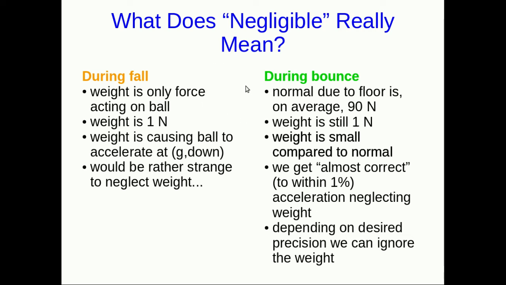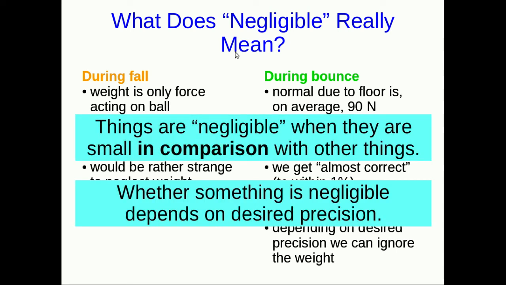So just look at that argument that I've just made, because it's an argument that's important to understand. Things are negligible when they're small in comparison with other things. We're not talking about the absolute size of things that we neglect. We're talking about whether they're negligible in comparison to other things. But then beyond that, whether something is negligible or not depends on what precision you need. If you're neglecting something that causes you to make a 1% error, well, if you need better than 1% precision, then you shouldn't do that. But much of the time, we don't need that sort of precision.